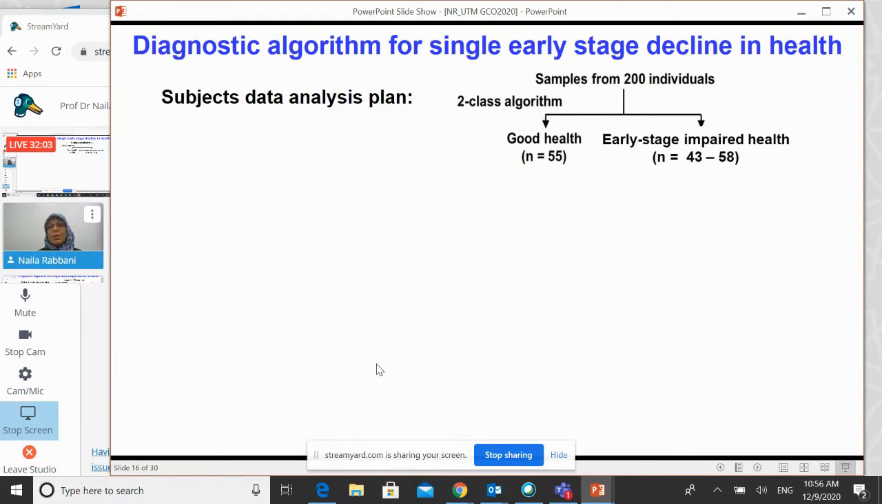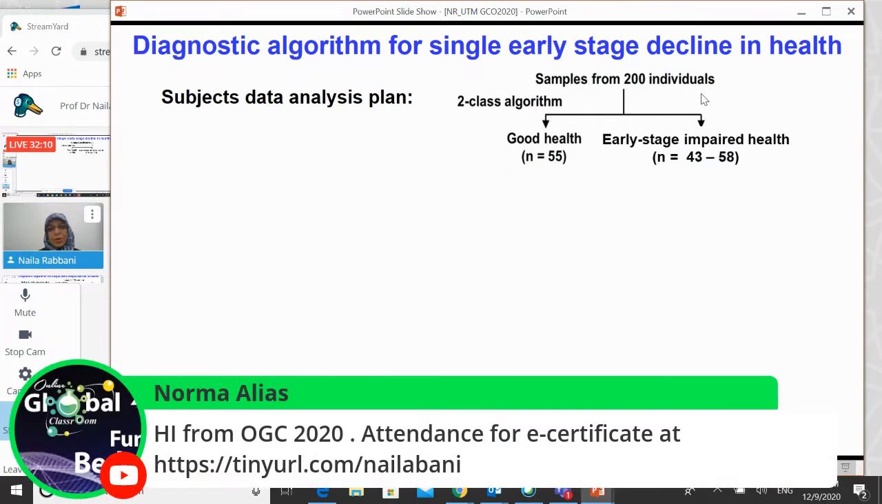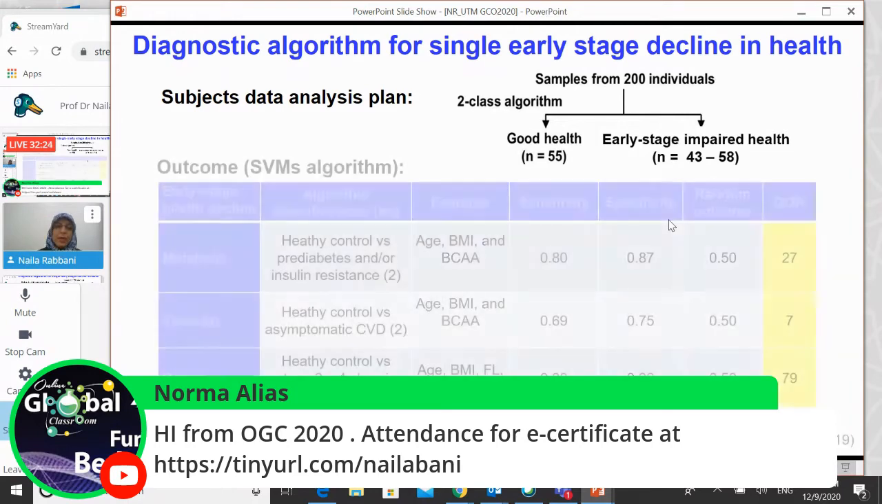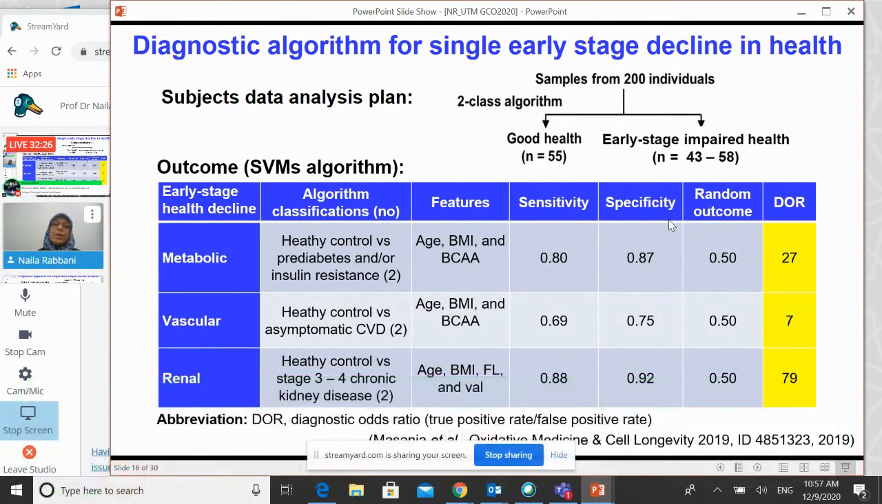So we developed two-stage algorithms. This is showing the subject data analysis plan. So we have a total of 200 individuals recruited, and the first step was to develop a two-class algorithm where we were comparing good health versus impaired health, and it has all of the people with three different categories. And this was the outcome. So we used support vector machine algorithm, that we tried all of these different programs, and SVM gave the best algorithm for these categories.